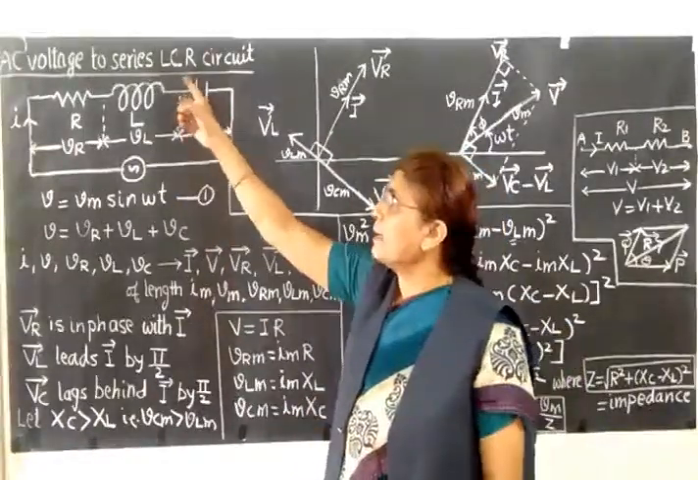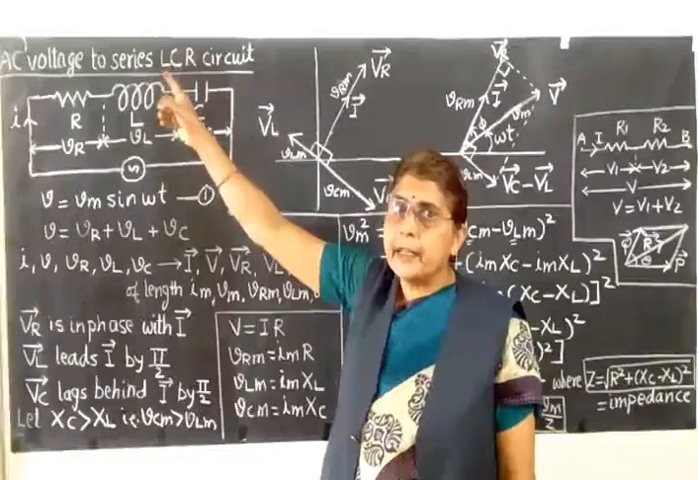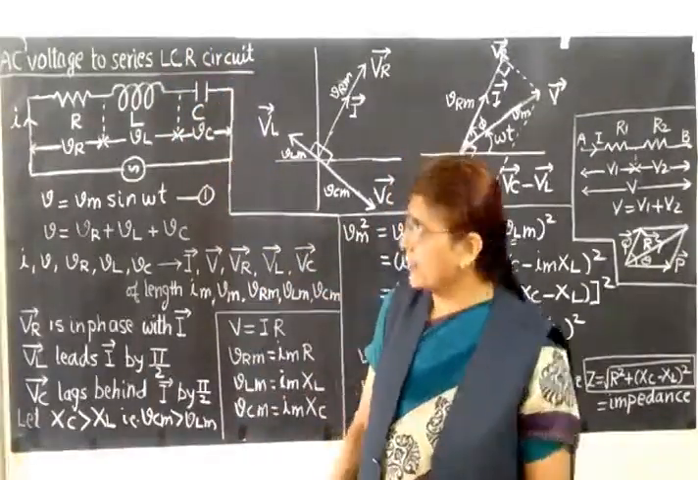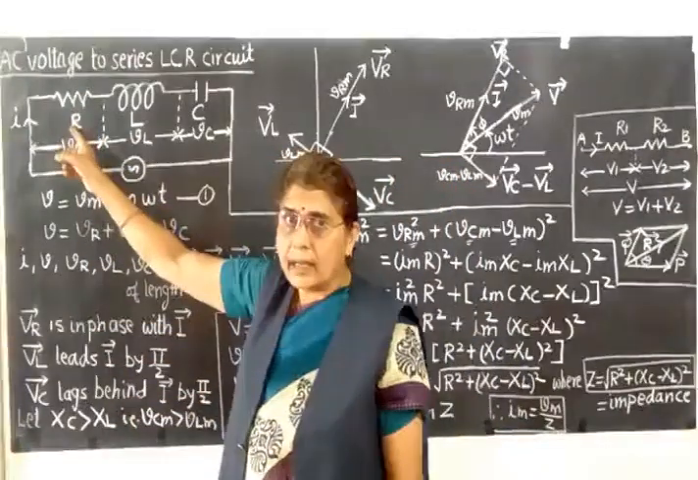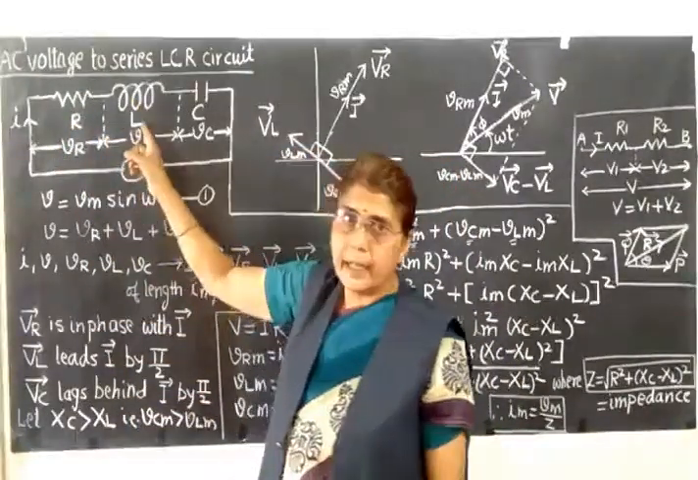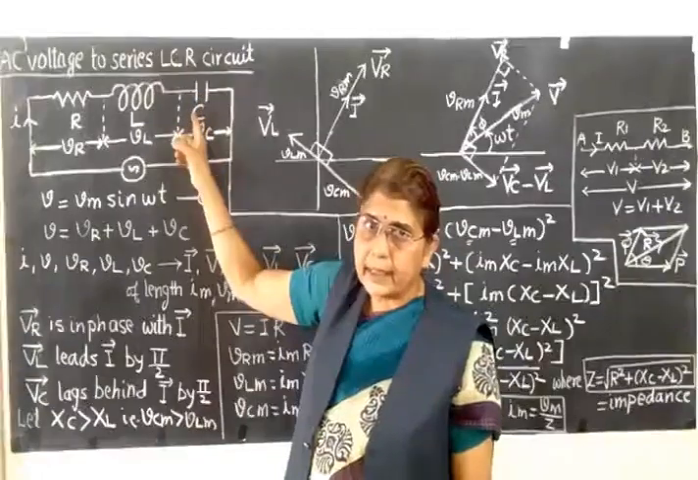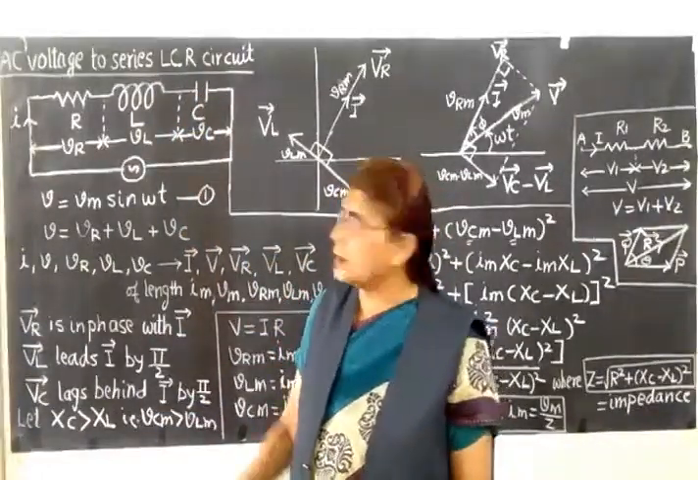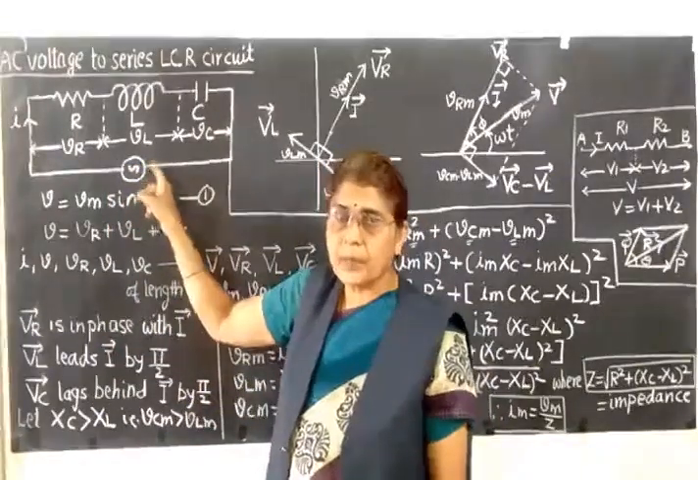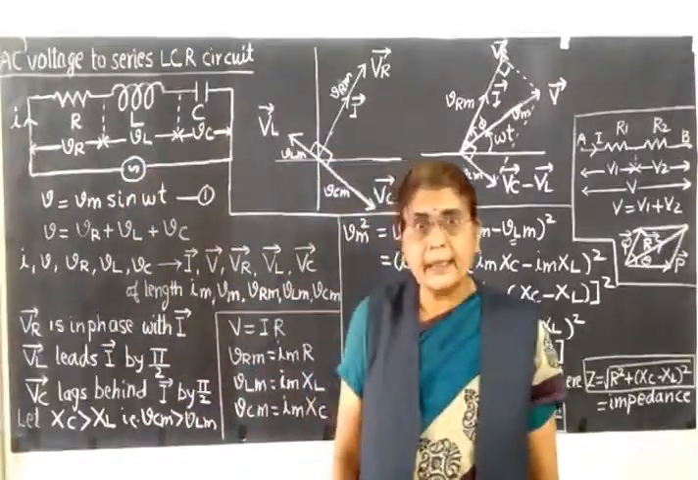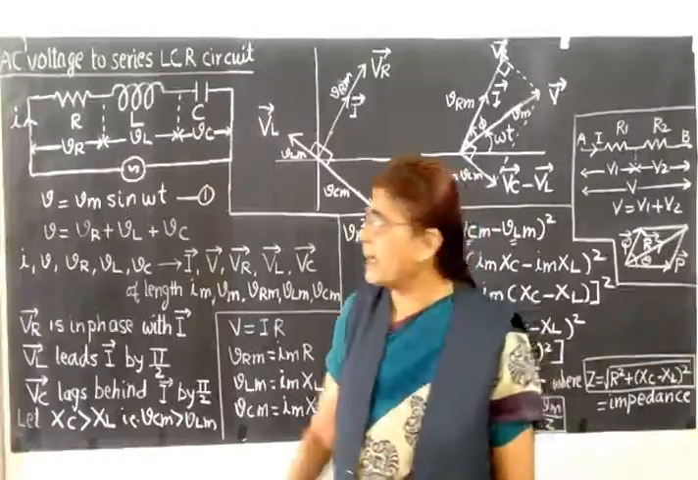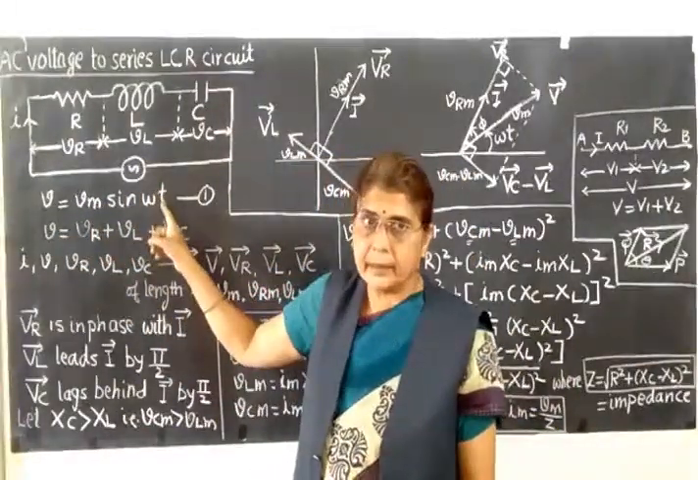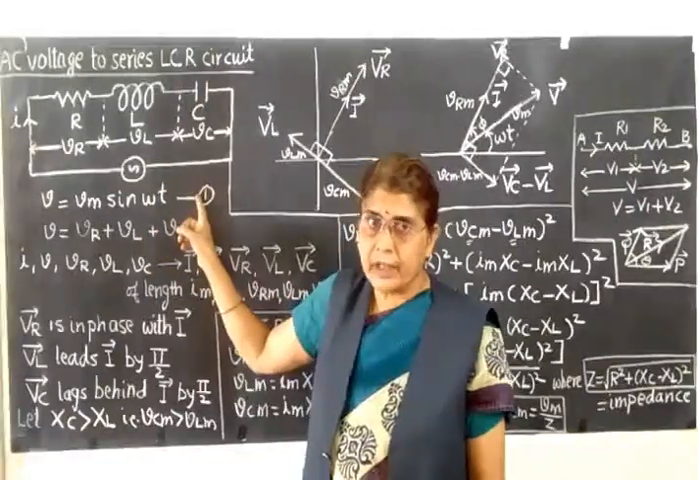Now L, C and R, they are connected in series. So it is called as series LCR circuit. That is, a resistor R, an inductor L and a capacitor C. They are connected in series across an AC source shown by this symbol. This source supplies an AC voltage given as V is equals to Vm sin omega t. So let us call it as equation 1.